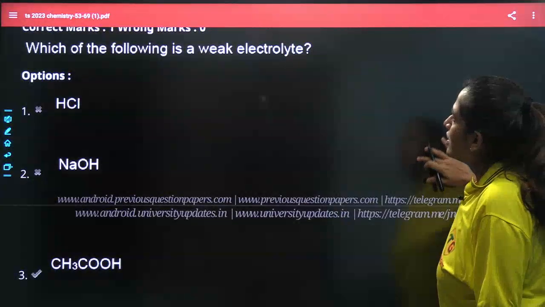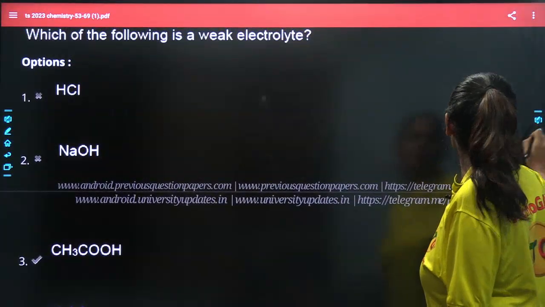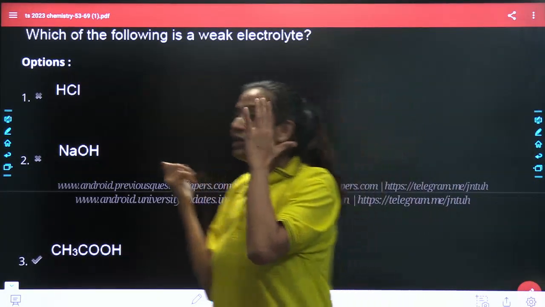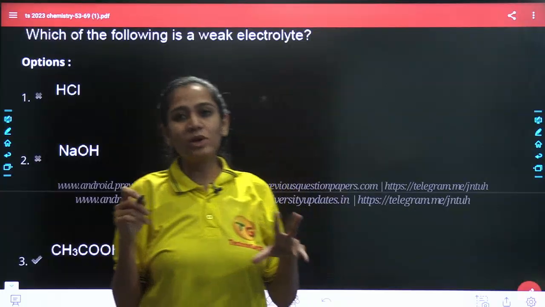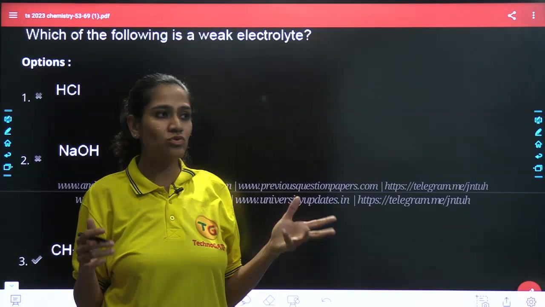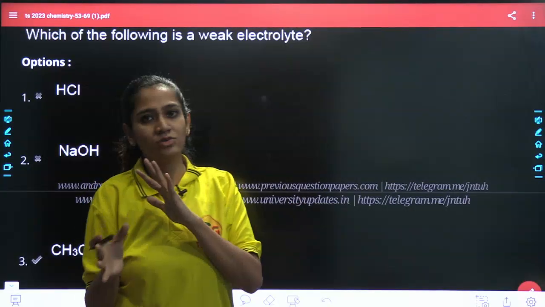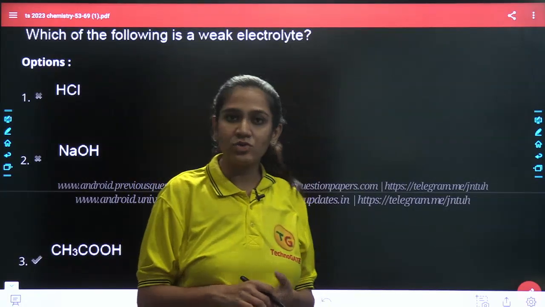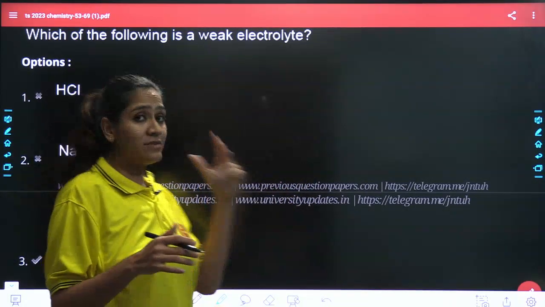Next question. Which of the following is a weak electrolyte? What is a strong electrolyte and what is a weak electrolyte? Well, a strong electrolyte is one which gets totally dissociated in water, right? In aqueous solutions, it will get total dissociation. On the other hand, a weak electrolyte will not get totally dissociated, right? So let's see all the options.